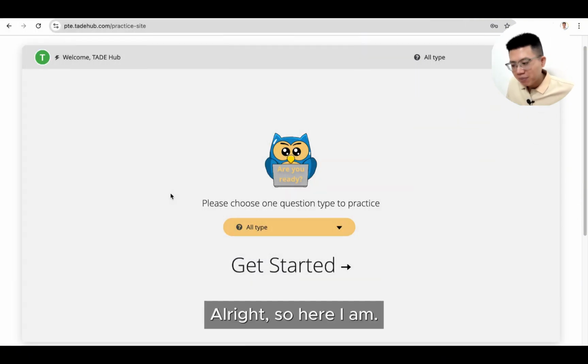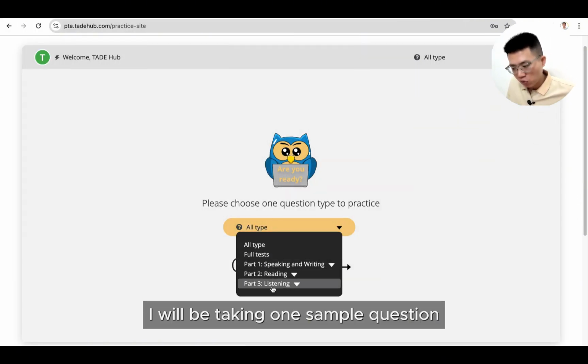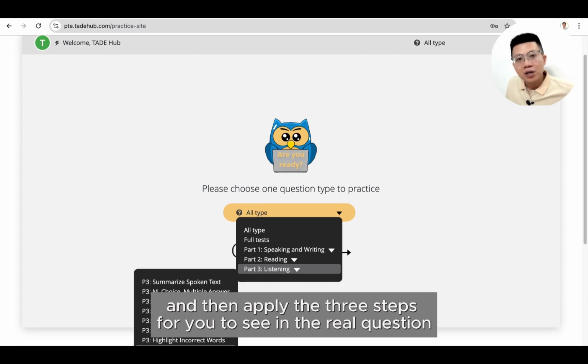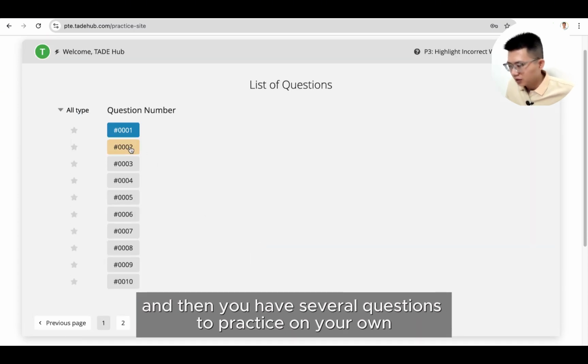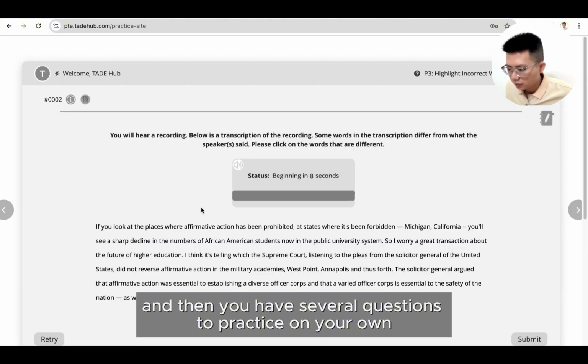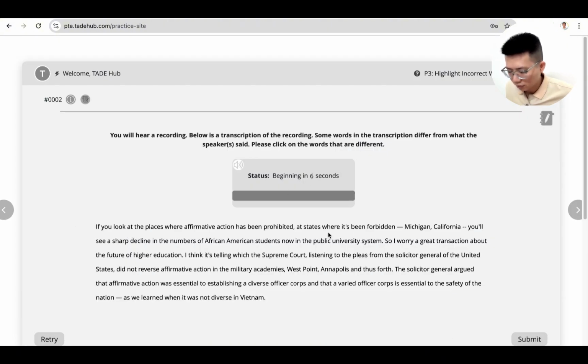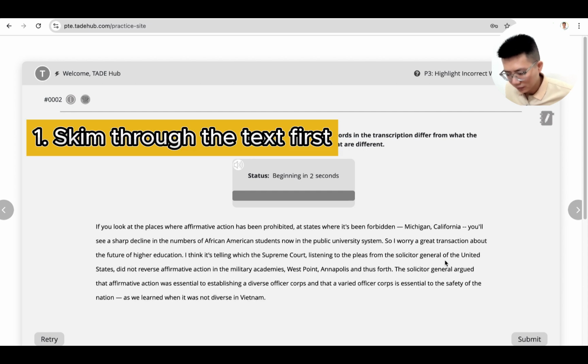Alright, so here I am. I will be taking one sample question and then applying the 3 steps for you to see in the real question. And then you have several questions to practice on your own. So make sure that you read the text, alright?